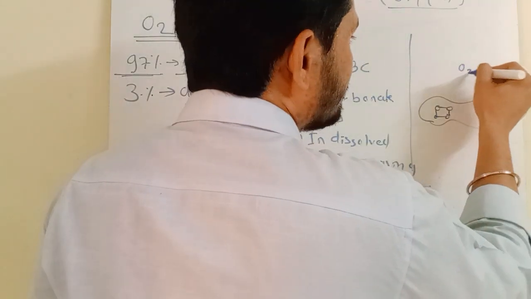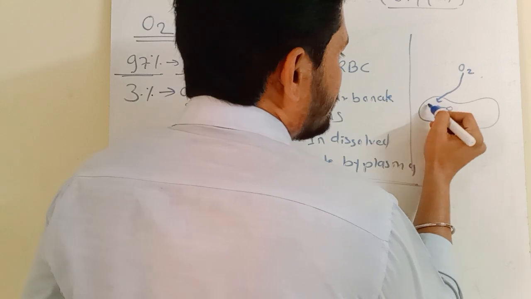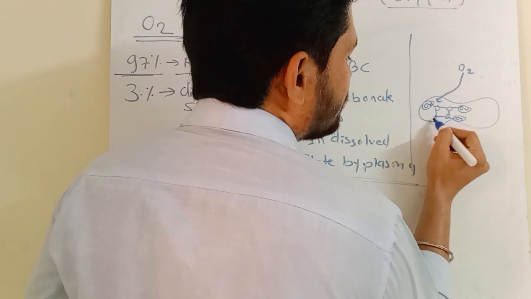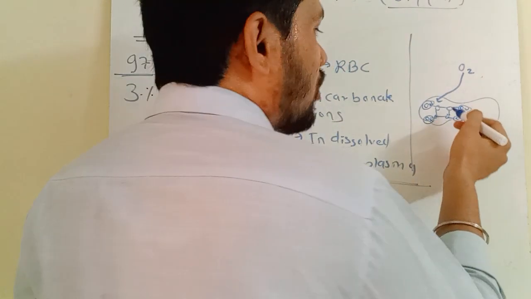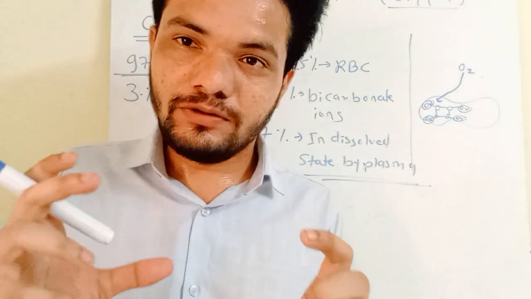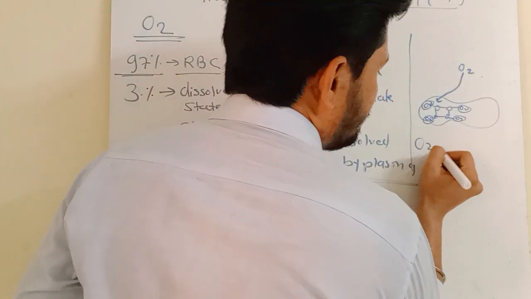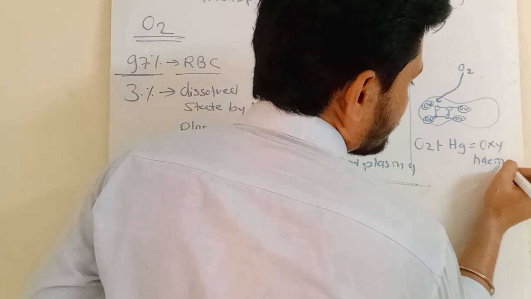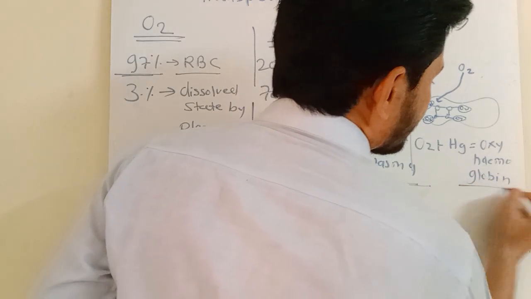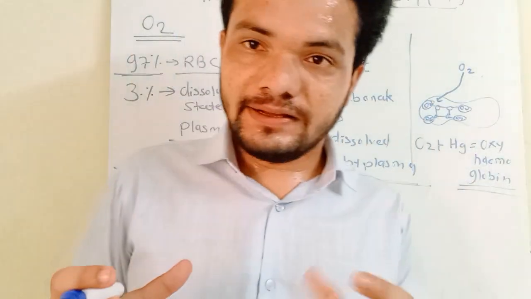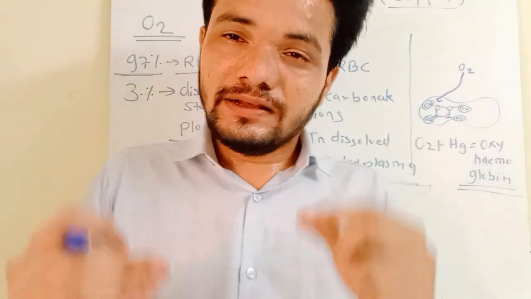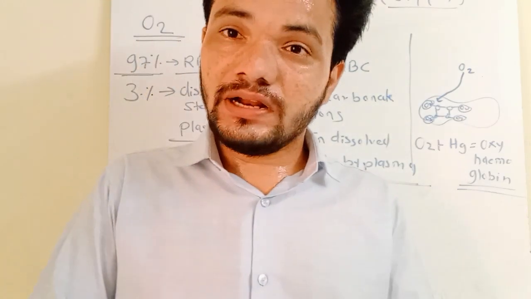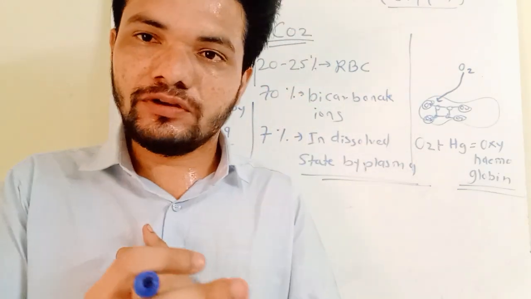So suppose oxygen is coming into the RBC. One molecule of oxygen is binding here, then second will bind here, then third, and fourth will bind here. So now we will call this molecule oxyhemoglobin. So oxygen plus hemoglobin is equal to oxyhemoglobin. And this binding depends on many factors, like the partial pressure of oxygen, the partial pressure of CO2, the temperature, and the hydrogen ion concentration present in that particular area.